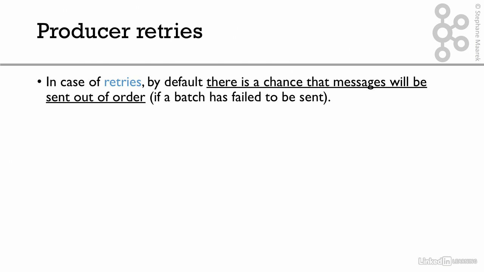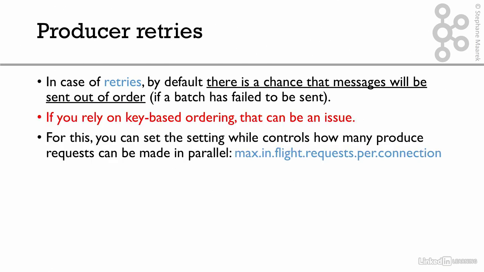Now, in case of retries, there is a chance that the message will be sent out of order. Basically, because messages get requeued for send, and so you can have a small inversion of messages. If you rely on key-based ordering, that could be a huge issue, right? Because now we don't have the same guarantee that all the same keys go in order to the same partition. They will still go to the same partition, but they may not be in order anymore.